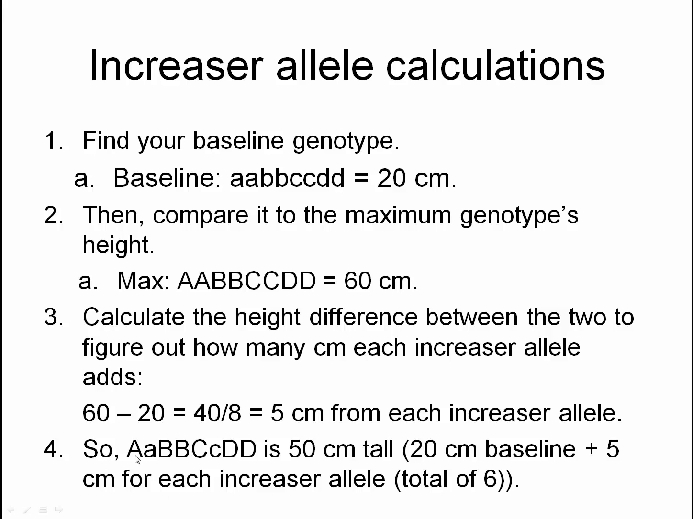If we're considering the example here of big A, little a, big B, big B, big C, little c, big D, big D, then we can compute that that in fact is 50 centimeters tall, because our baseline, remember, when you have no increaser alleles, is 20, and every copy, this big A, this big B, this big B, this big C, this big D, this big D, contributes 5 centimeters. So you have 6 of them, so that's 5 times 6, which is 30, and 20 plus 30 is 50.